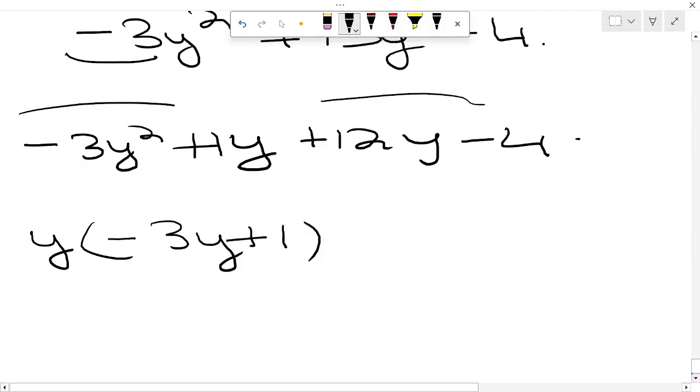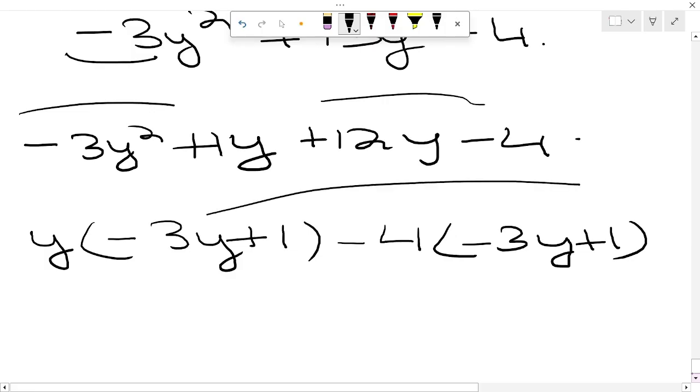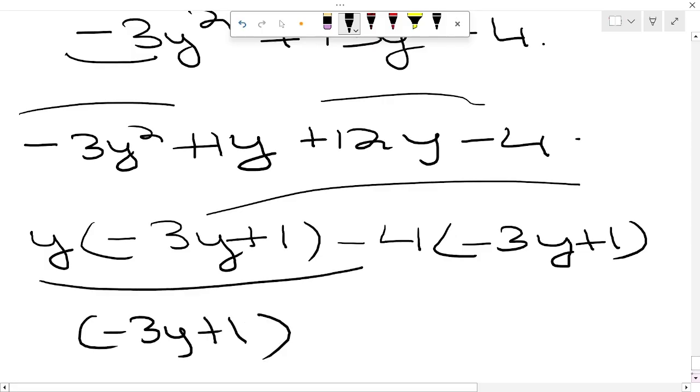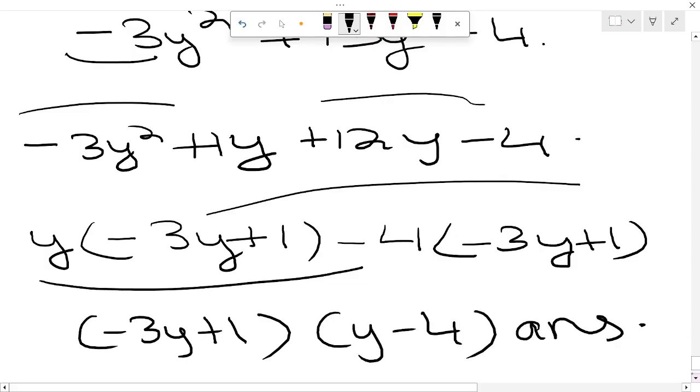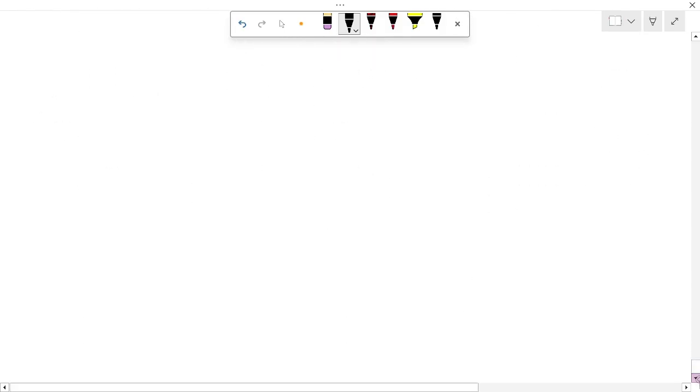Now the second factor needs to be the same in order to have a correct equation. So 4 will be common from here, and negative 3y plus 1 is here. As you can see, negative 3y plus 1 is the same in both, so I'll write negative 3y plus 1 only one time, and the second factor will be y minus 4. So y minus 4, this is our final simplified answer.